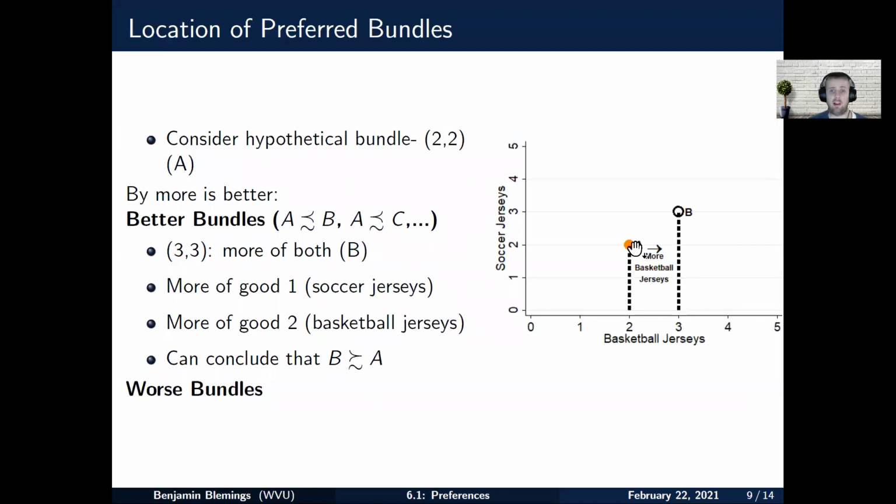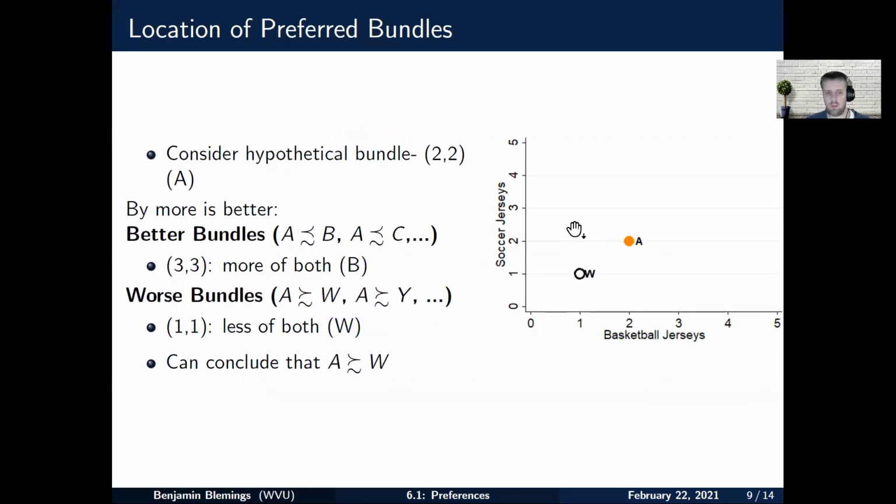That is, they would rather have 3 soccer jerseys and 3 basketball jerseys than 2 soccer jerseys and 2 basketball jerseys. So B is preferred to A. Okay? And the next point we need to talk about is W.